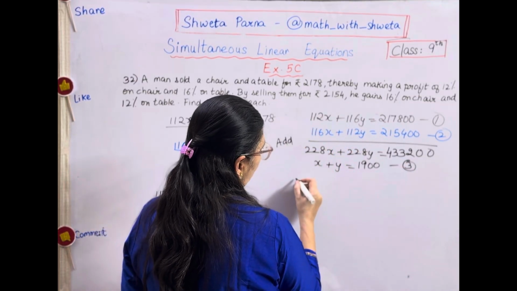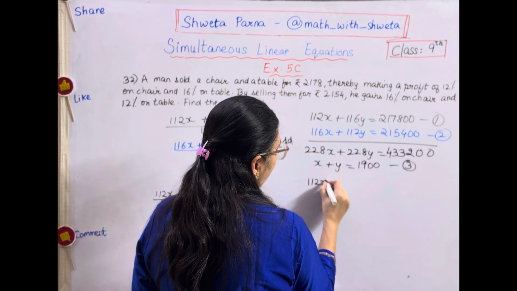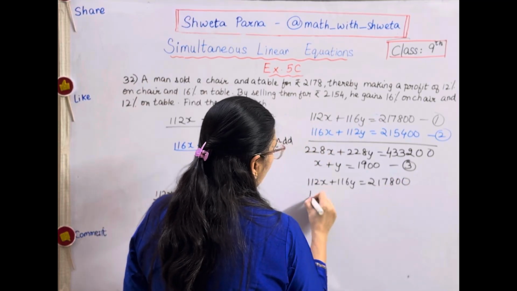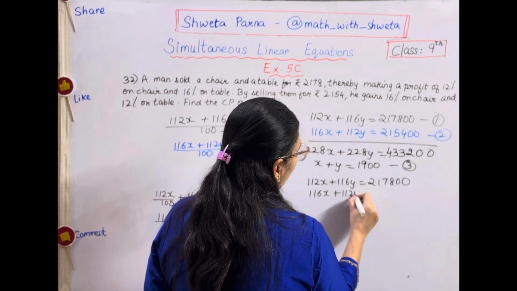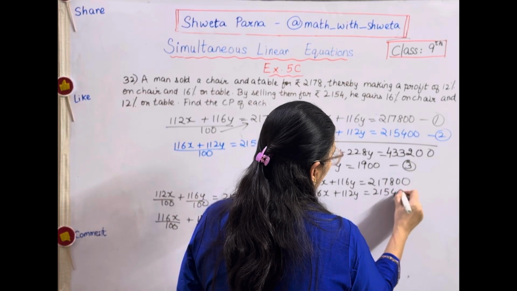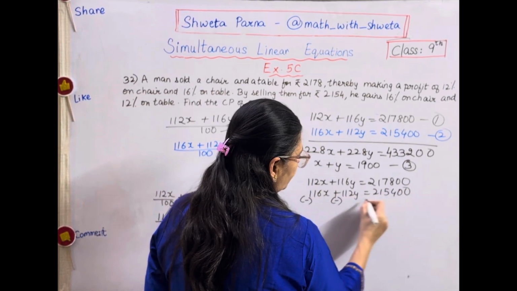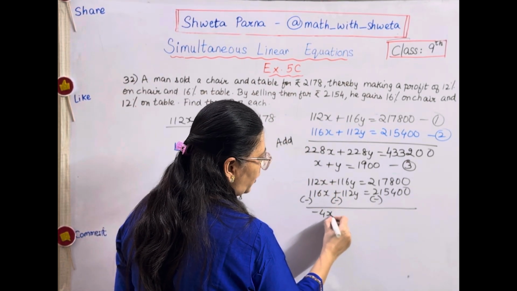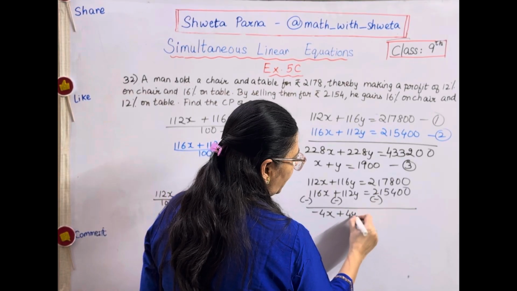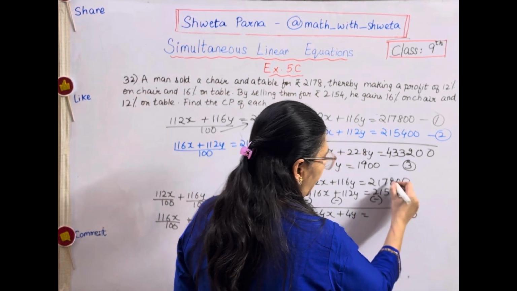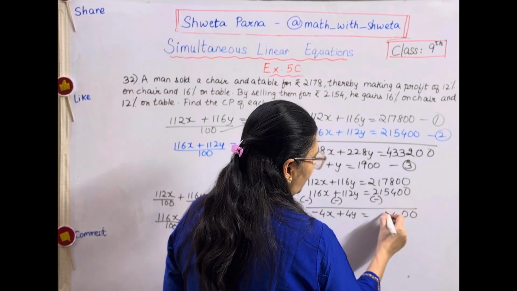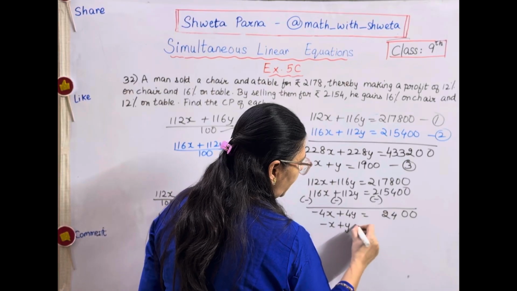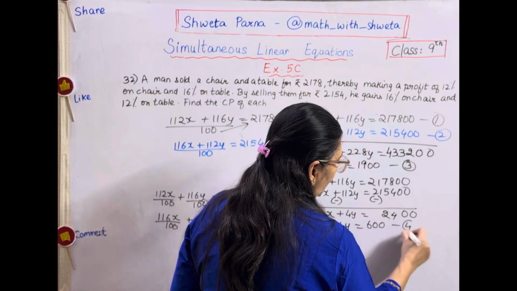Same thing, now subtract also. So 112x plus 116y is equal to 217800. 116x plus 112y is equal to 215400. Subtracting, 112 minus 116 is minus 4x. This would be plus 4y is equal to 2400. Now divide by 4, minus x plus y is equal to 600. This is your fourth equation.